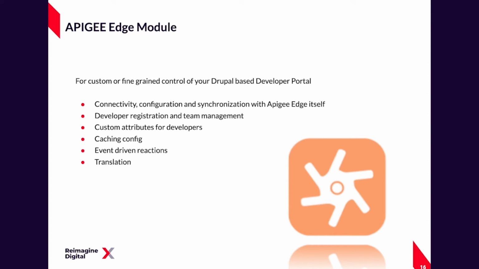So the first thing you would install is the Edge module from Apigee, which gives you connectivity, configuration, and synchronization with the core Apigee Edge service. It provides developer registration and team management functionality, allows you to extend it with custom attributes for the developer data, provides caching configuration functionality, it provides the event-driven reaction management model, and allows for translation of the content as well.